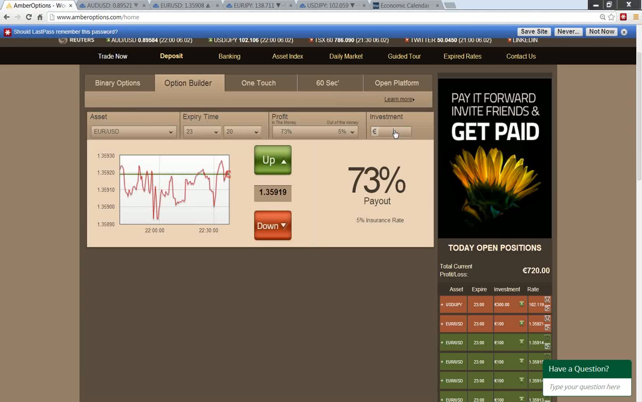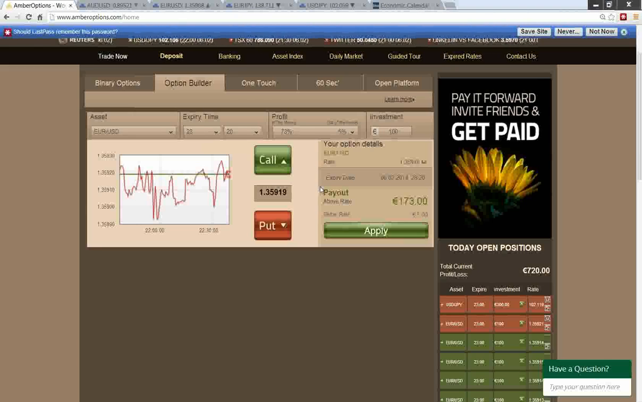So we're keeping that as a basic. We need to put the amount we want to trade, so for example, $100, and we go for a call option. So you can see $170 if the above rate, so 73%, and if it's an unsuccessful trade, you will get back $5. Okay, so we click on apply.